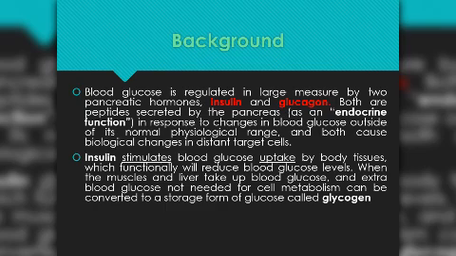When the muscles and liver take up blood glucose, extra blood glucose not needed for cell metabolism can be converted to a storage form of glucose called glycogen.